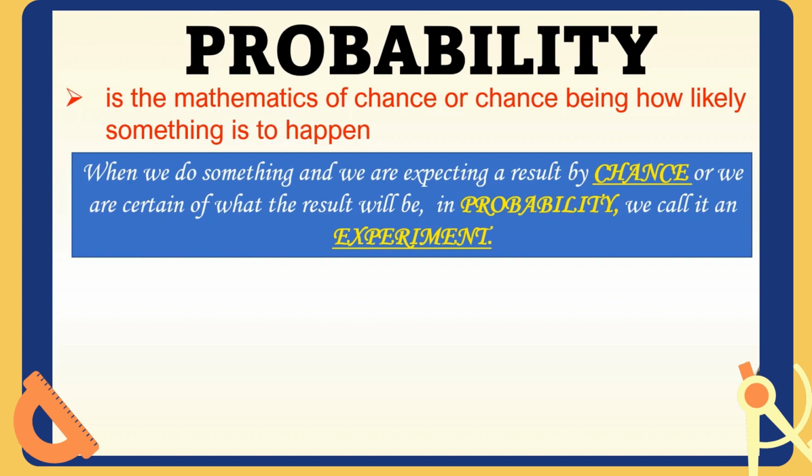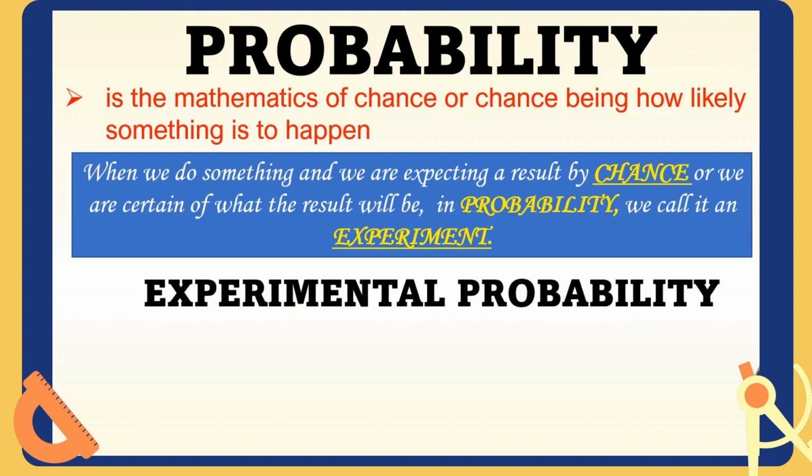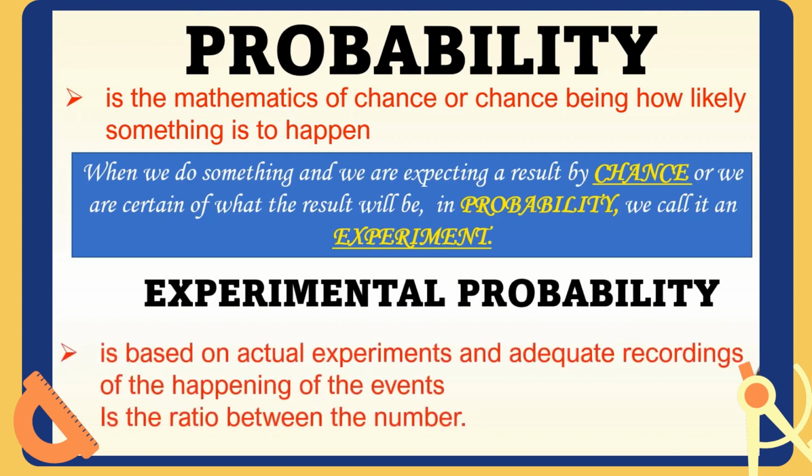Na kung saan ang eksperimento ay isang kaganapan ay matatagpuan sa pamamagitan ng paghahambing ng bilang ng mga beses ang kaganapan ay nangyayari sa kabuuang bilang ng mga pagsubok. So kung saan tinatawag itong experimental probability. Ibig sabihin, it is based on actual experience and adequate recordings of the happening of the events. Or, ang experimental probability ay the ratio between the numbers.